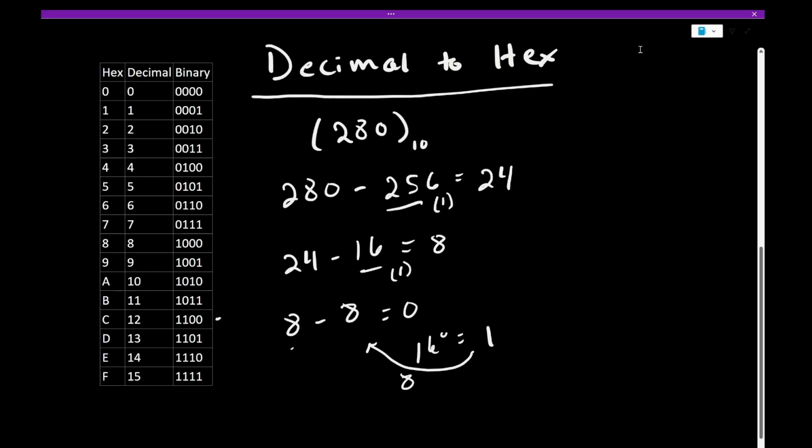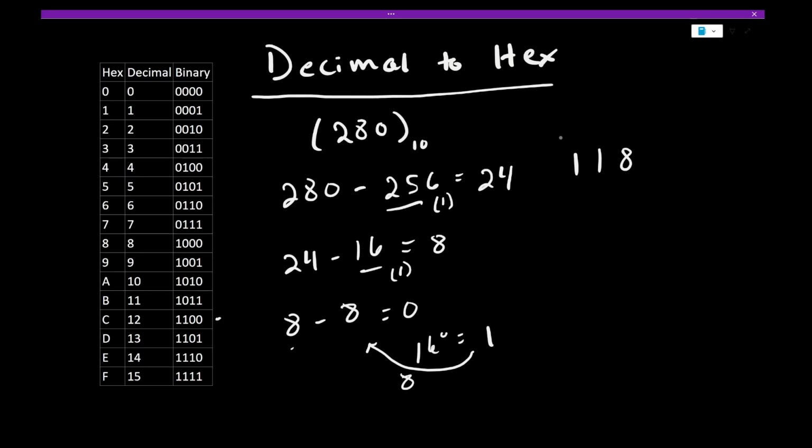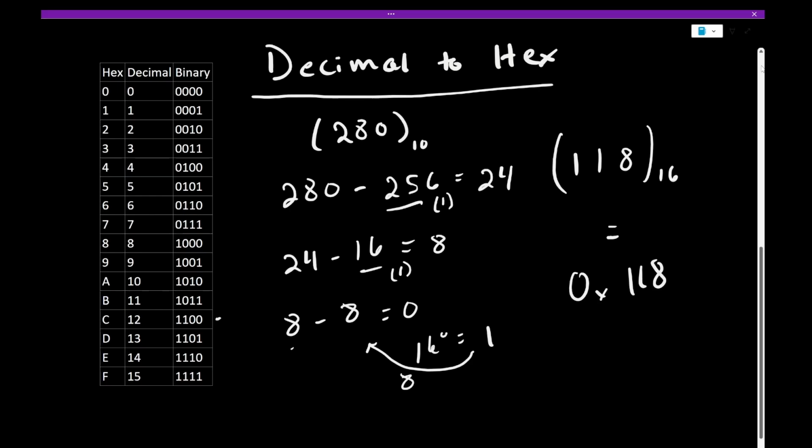So let's go ahead and write this into hexadecimal and get a gist of what we're talking about here. So 256 is present one time. That's going to be column number 2. Column number 1 is for 16, because that's going to be 16 to the power of 1, which is just 16. It's present once. And now 16 to the 0 equals 1, but 1 is there 8 times, because 1 times 8 is 8. So there you go. 118 base 16, which is equal to 0x118. That's the exact same thing.